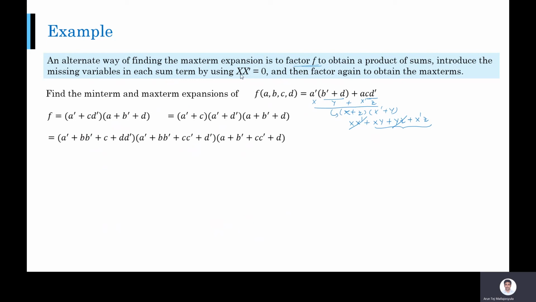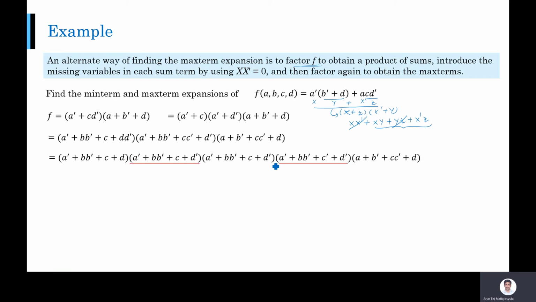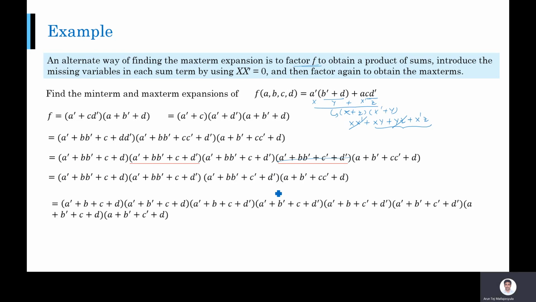So I have factored this, and whatever variable is missing I will introduce by using x into x dash. So here a dash plus c, b is missing, so I will add b b dash, and d is also missing, so d d dash will be added. Similarly here b and c are missing, so I will add b b dash and c c dash. Here c is missing, so I will add c c dash, and then I will expand. Here I see that one term is repeating, so I can simply remove that repeating term. These are the 4 terms. I can expand and I will get all the maxterms.